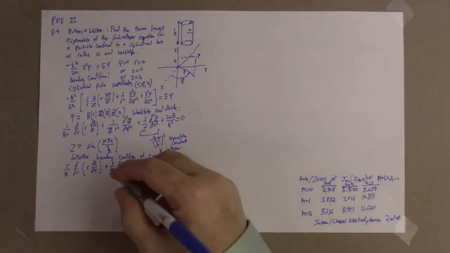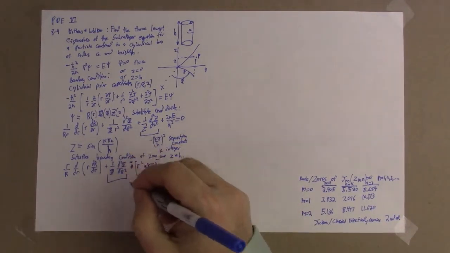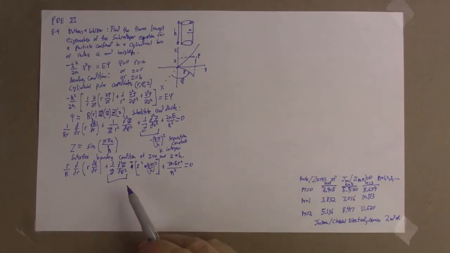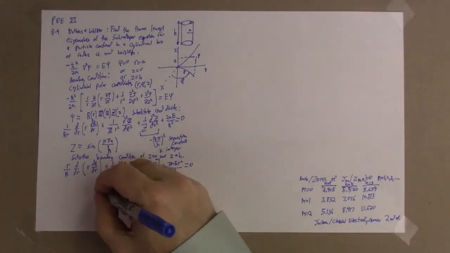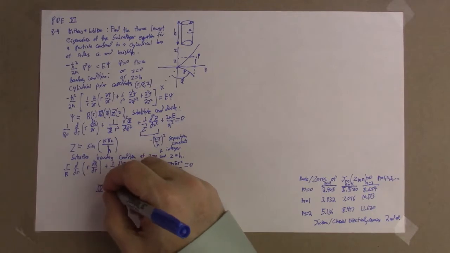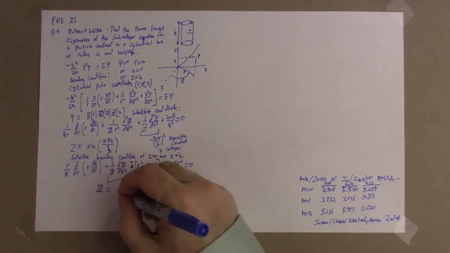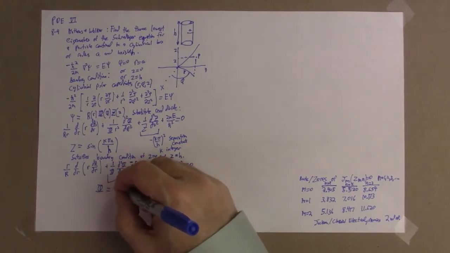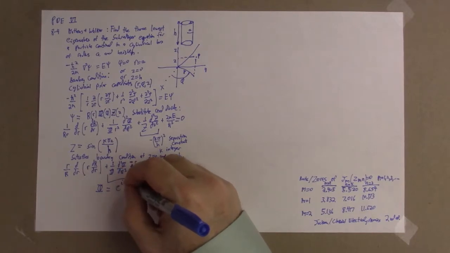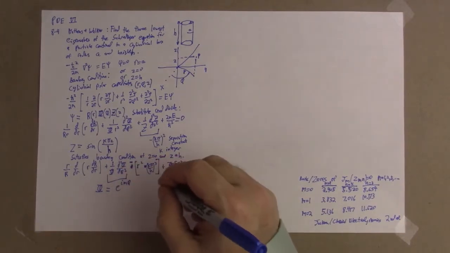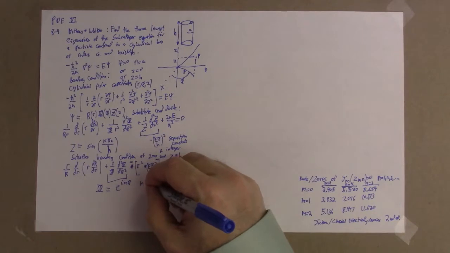And now we notice the same thing again. This term depends only on phi. It's the same exact equation. This time I'm going to use a little different solution. I'm just going to use the quantum mechanical basis, the angular momentum basis. Phi equals e to the i m phi, and m is an integer.